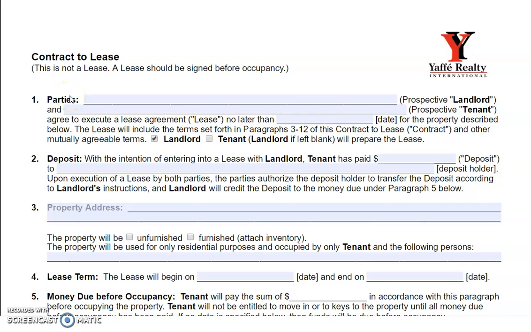Okay, let's see how to fill out the contract to lease. Remember, the contract to lease is not a lease. A lease should be signed before occupancy, or whenever we said in this contract to lease. This is just an offer. First of all, we put the name of the landlord. Normally you have that on the tax roll.